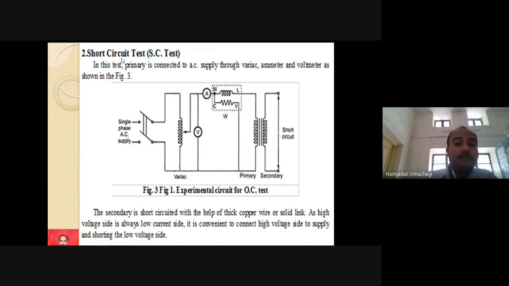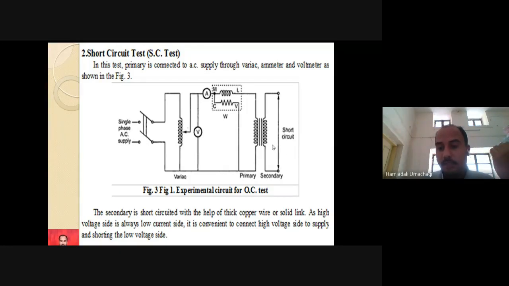Now, if I want to conduct the short circuit test, the condition is that your secondary side should always be kept closed. In open circuit, the secondary is open, but in the short circuit test, the secondary side should be completely shorted, and whichever winding is shorted should be the LV winding. The secondary winding should be short circuited using some thick copper wire or any conductor, and it should be the LV winding, low voltage winding.